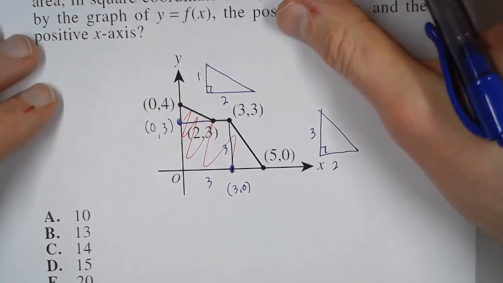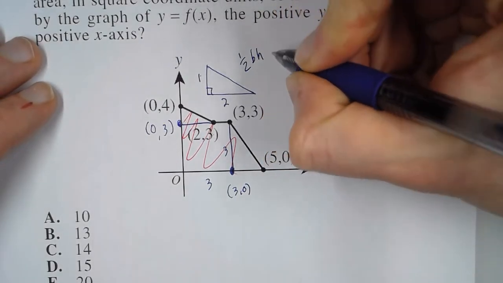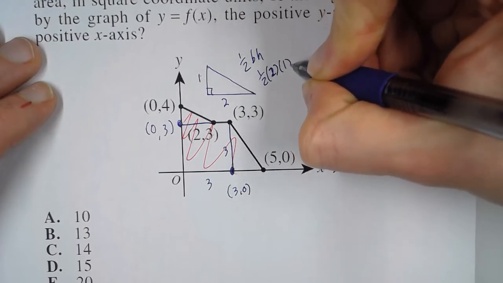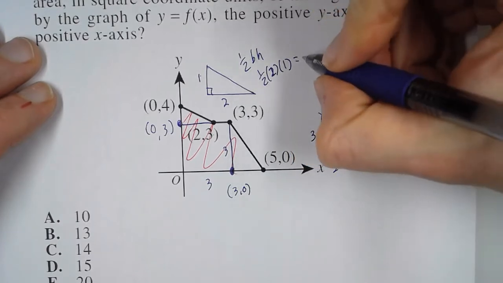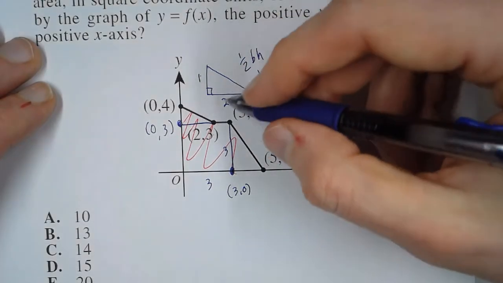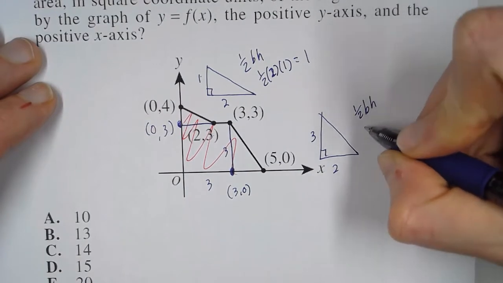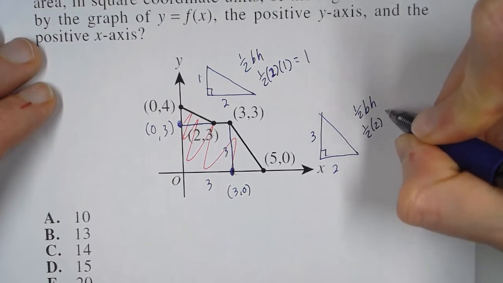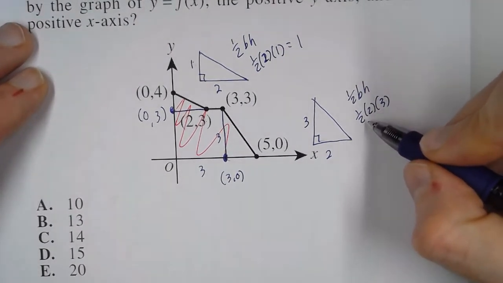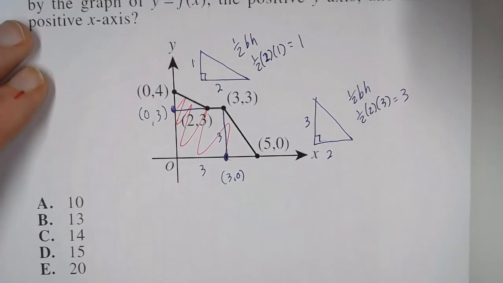So how do I find the area? Well, for a triangle, it's 1/2 base times height. So it's 1/2 the base, which is 2, times the height, which is 1. So 1/2 times 2 is 1, times 1 is 1. So this triangle has an area of 1. This triangle, 1/2 base times height. The base is 2, and the height is 3. So 1/2 times 2 is 1, times 3 is 3.